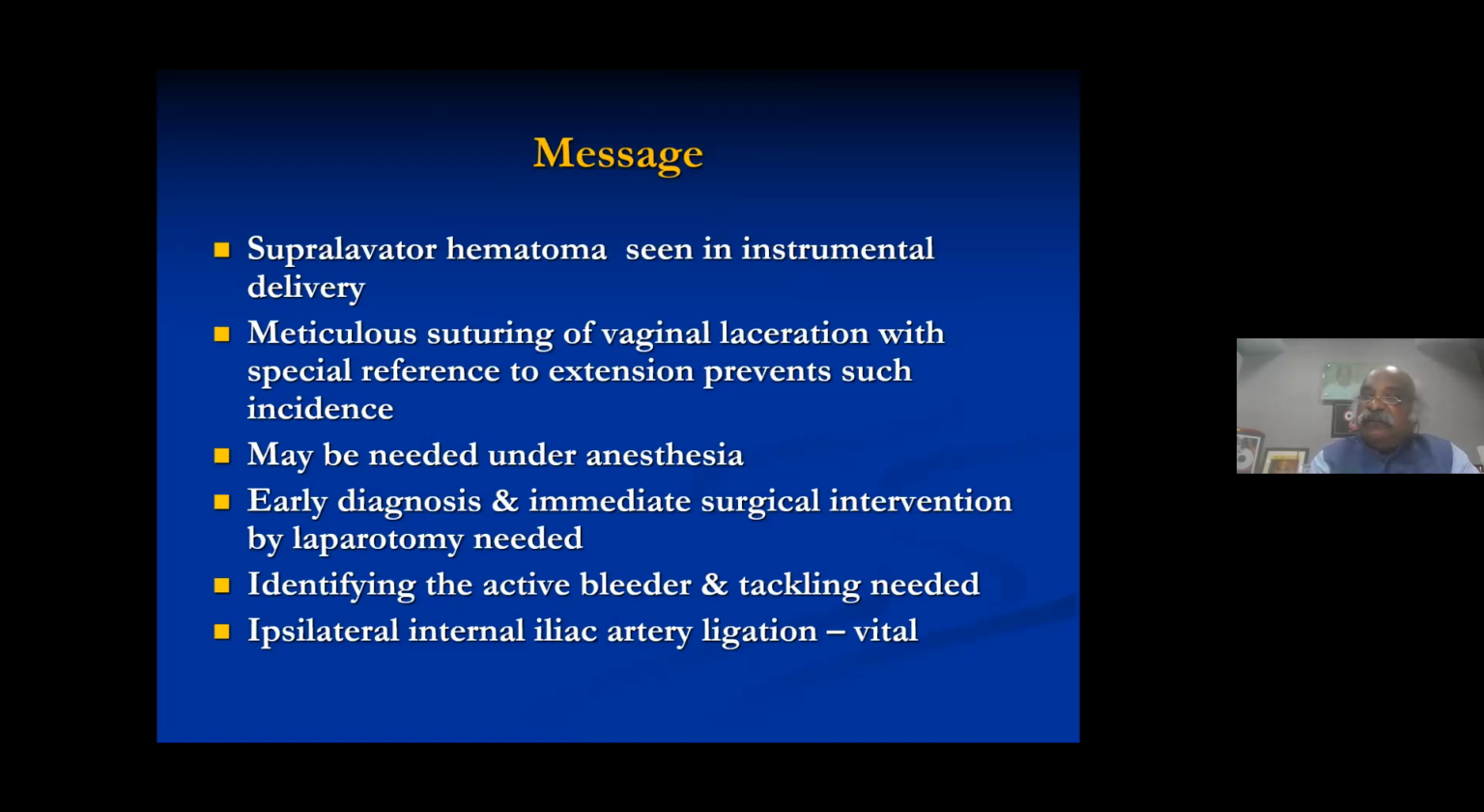Identify the active bleeders; tackling the bleeding is necessary. If you find an active bleeder, you explore, remove the clots and all that. But there is definitely a place for ipsilateral internal iliac artery ligation. This is the case where I find ipsilateral internal iliac artery ligation has a promising and rewarding result. One, there is a unilateral injury, a unilateral affection of the uterine artery, either because of the supralevator hematoma or because of a tear, rupture of the uterus on the lateral edge. This is the only case where ipsilateral internal iliac ligation is of help.